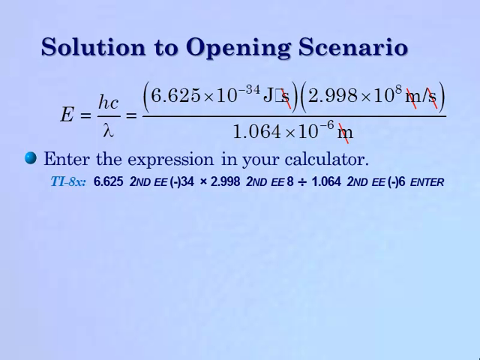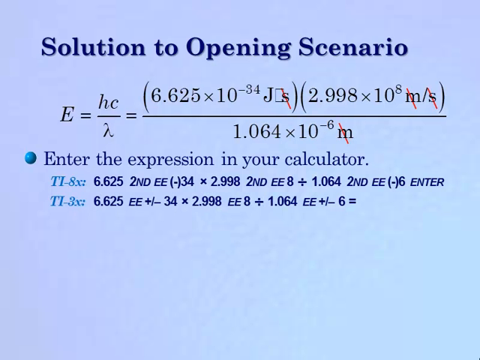Enter the expression in your calculator, as shown here for a TI-83 or TI-84 series of calculators. So you would enter 6.625 followed by the exponent function and a negative 34, times 2.998 and the exponent function, and the power of 8, divided by 1.064 and the exponent function, and the exponent of negative 6. Then you press the Enter key to complete the evaluation.